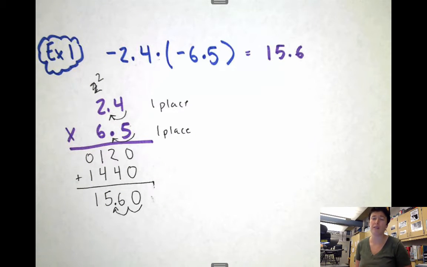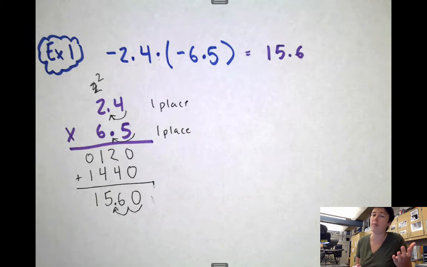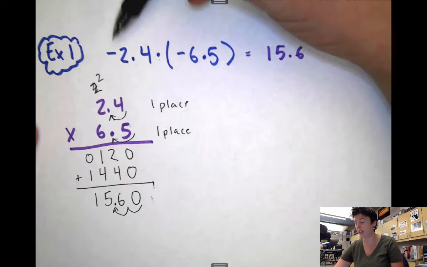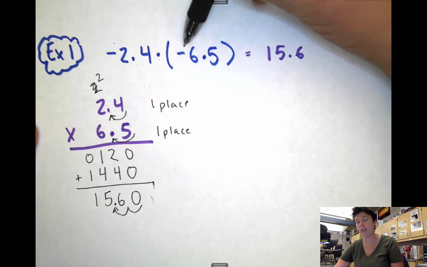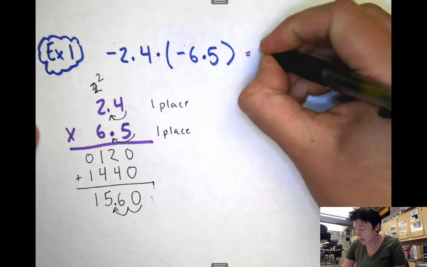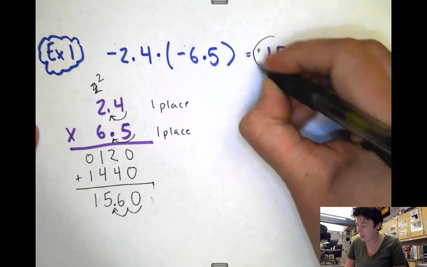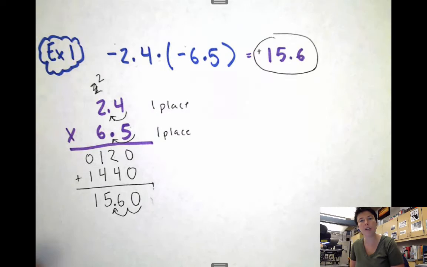Now the only thing left to do is figure out, is it a negative 15.6 or a positive 15.6? Because I'm multiplying a negative times a negative, 2 negatives make a positive 15.6. And I got my answer, and I'm done.